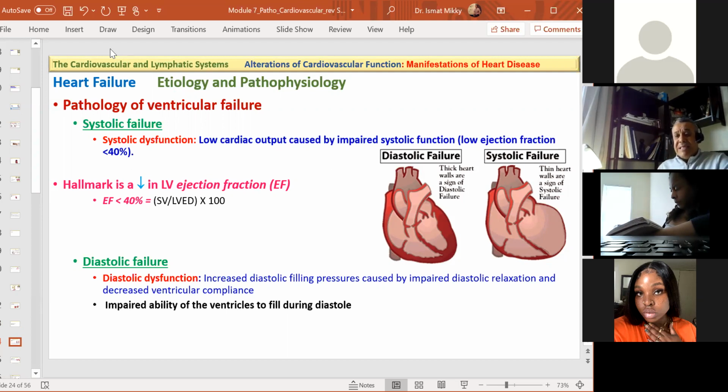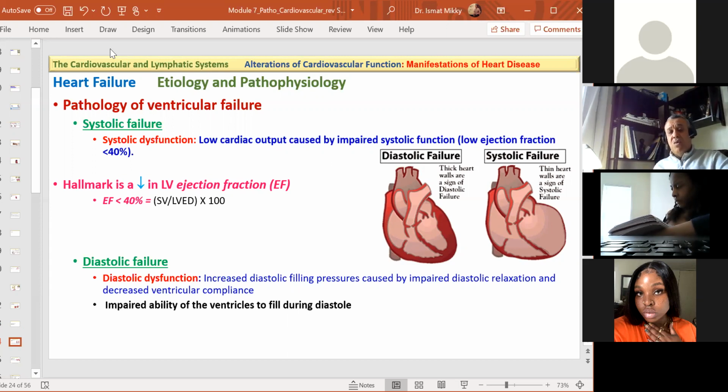The most common cause of CHF is systolic failure. The left ventricle will lose its ability to generate enough pressure to eject blood forward, which means to the systemic circulation through the aortic valve. So the heart is unable to generate adequate cardiac output to perfuse tissues. That's the hallmark of systolic failure. Always remember that ejection fraction less than 40.